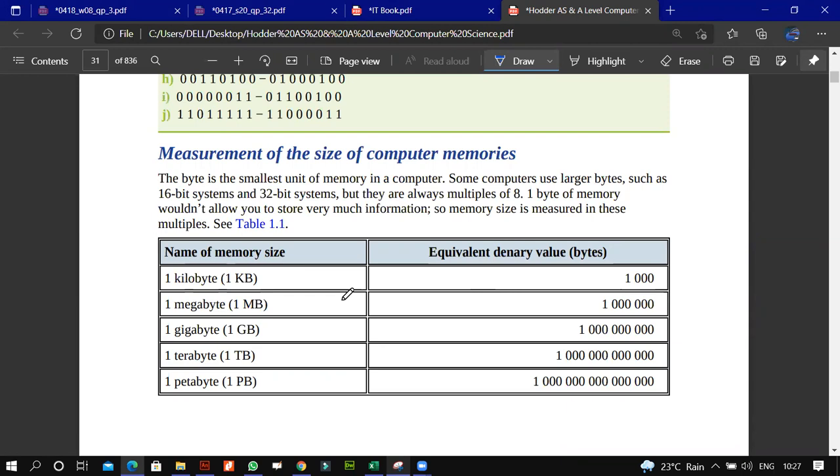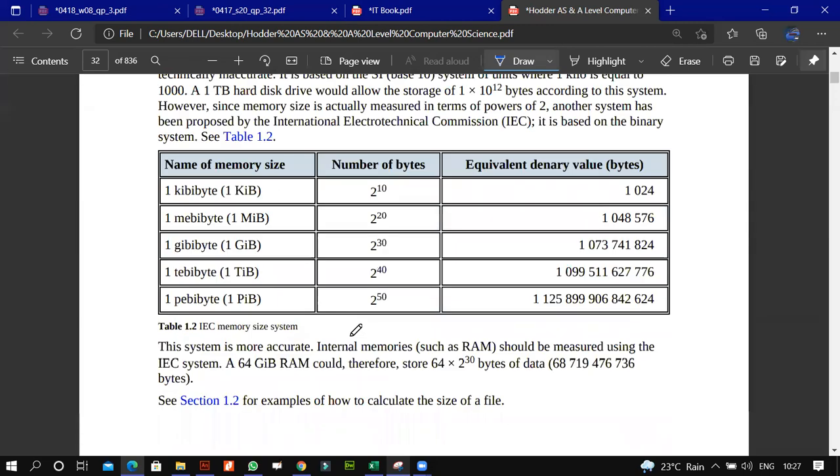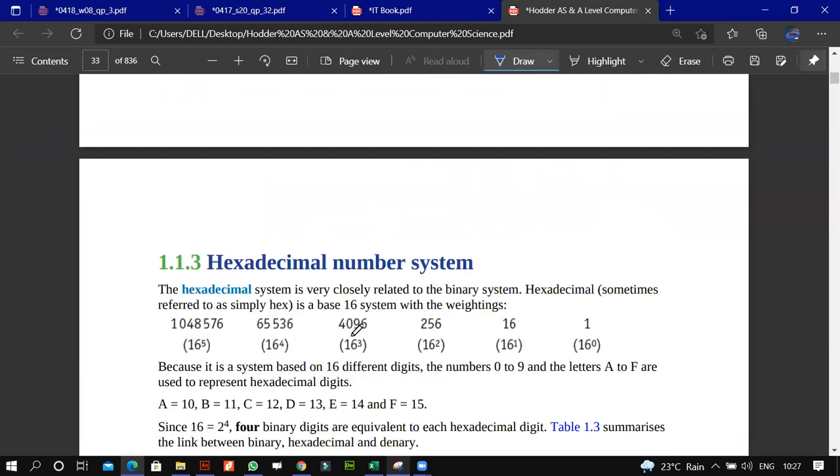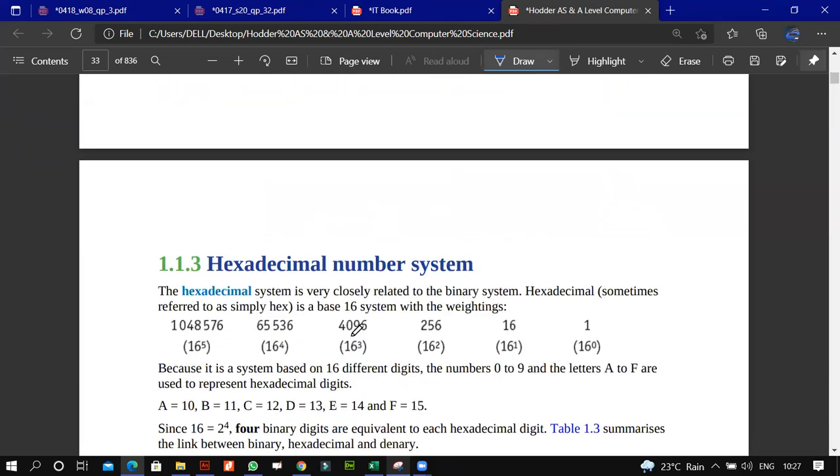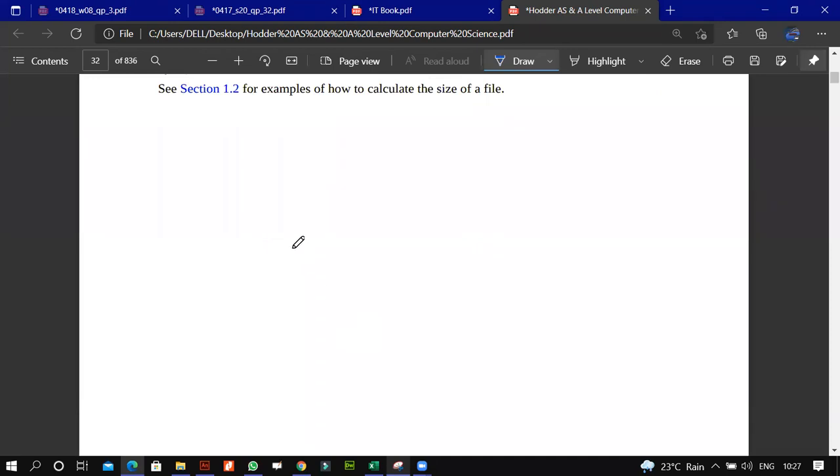Obviously, we talked about kilobyte, megabyte. Obviously, you know how much 1 gigabyte is. Sir, can we please talk about two's complement? Yeah, I'll talk about two's complement. That's very good.